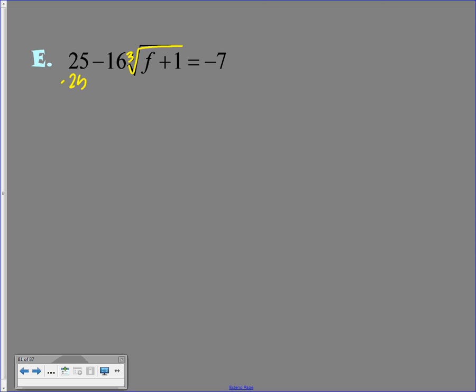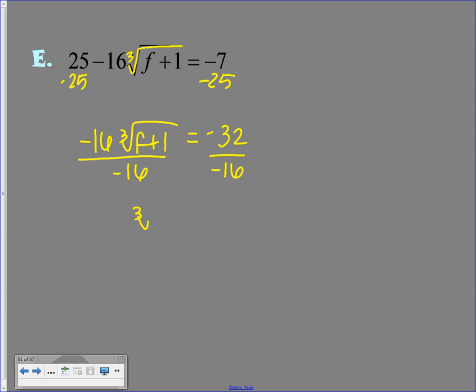So what you need to do first is subtract 25 from each side. Again, watch your negatives. I've got a -16 times the third root of f plus 1 to equal -7 minus 25, which is -32. Watching your negatives here. Okay, again, I need to get the third root by itself, so I'm going to divide each side by -16. So I'm left with the third root of f plus 1, and -32 divided by -16 is +2. Please watch your negatives.